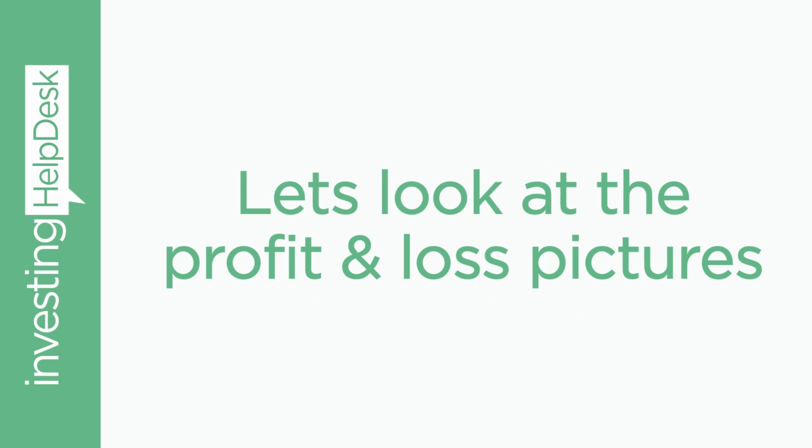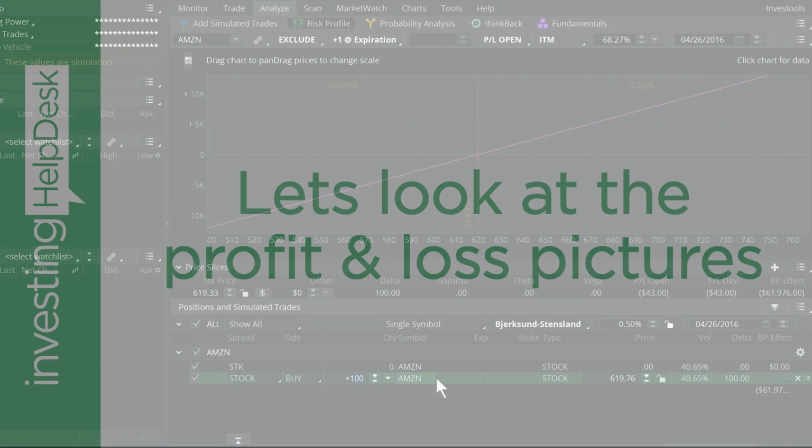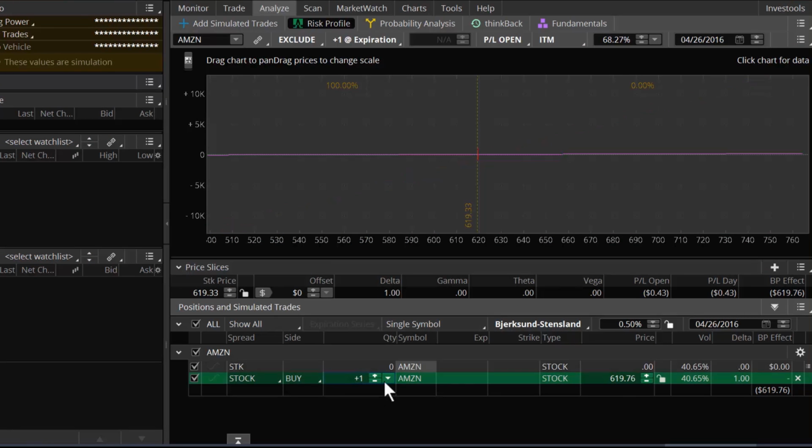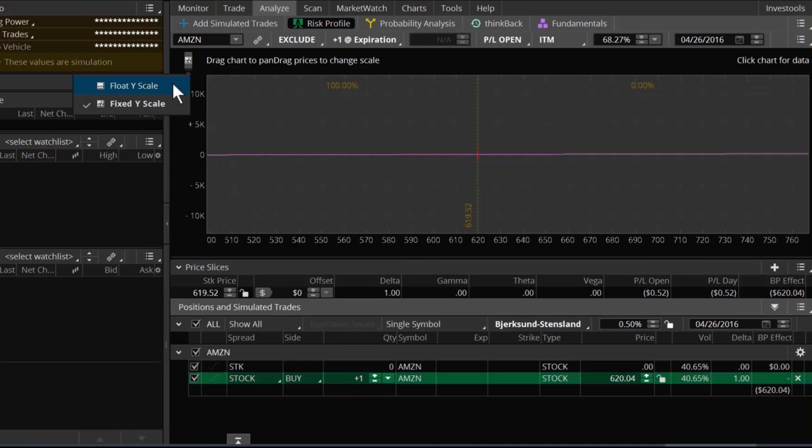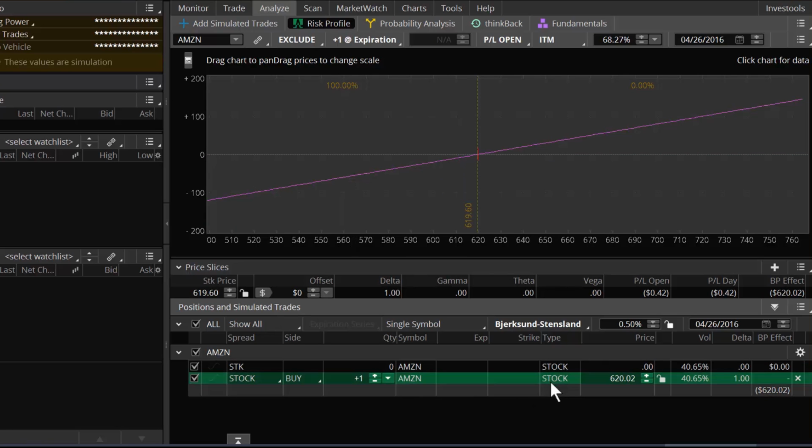So let's take a look at a profit and loss picture here on Amazon. Here, if I change the stock price to, let's say, one share or one contract, what you can see is this is buying a share of stock. If I buy it here, the current price is right around $620. If I buy it right now and it goes up to $640, I make about $20, because the difference with one share up to $640 is a $20 difference. So I'd make about $20 as long as that stock continues to the upside.